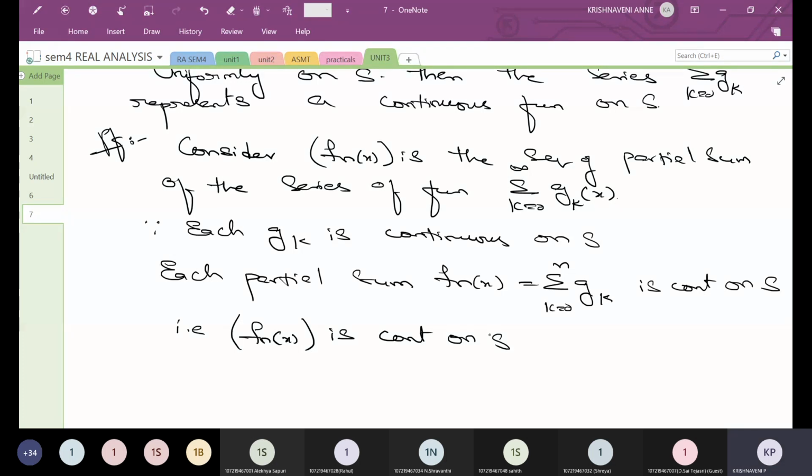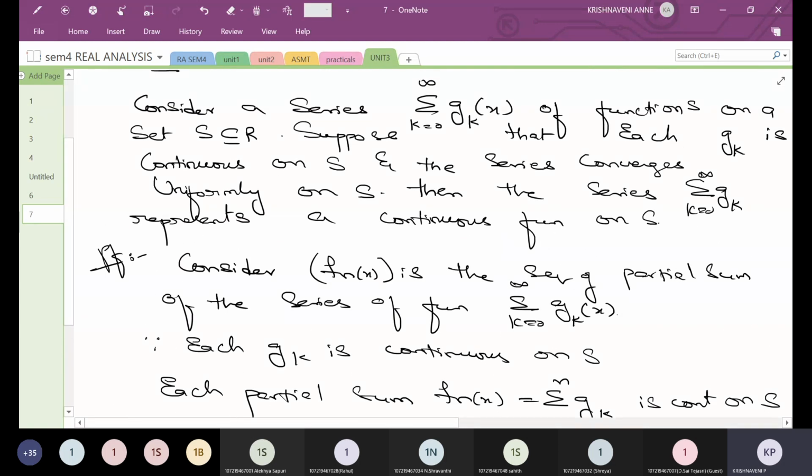Since each and every term is continuous here, the sequence will be continuous on S. So the first condition I have used is that each gk is continuous. Next, what is left over? Given that the series of functions converges uniformly on S.